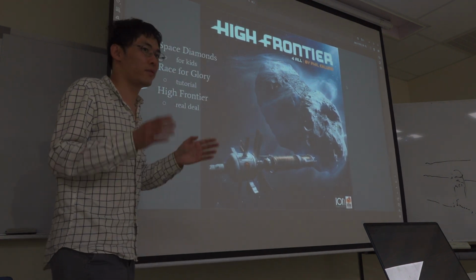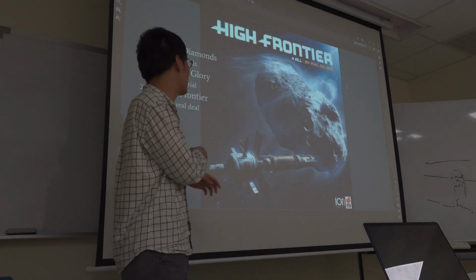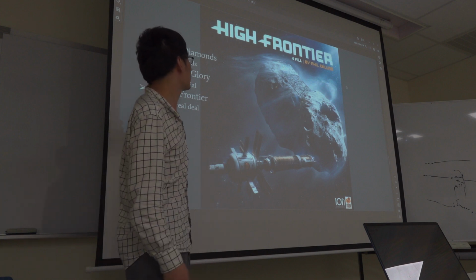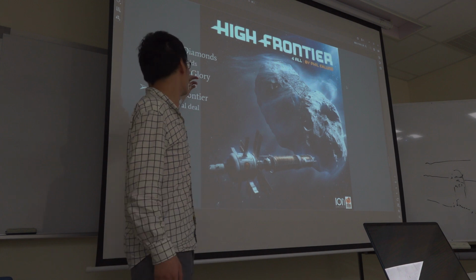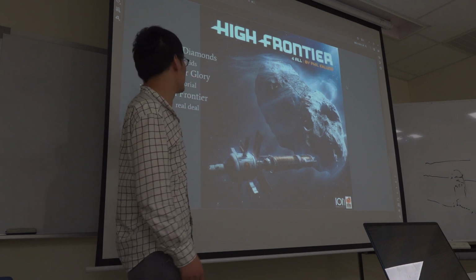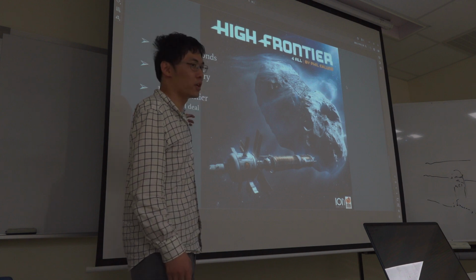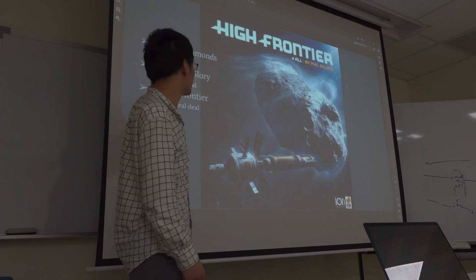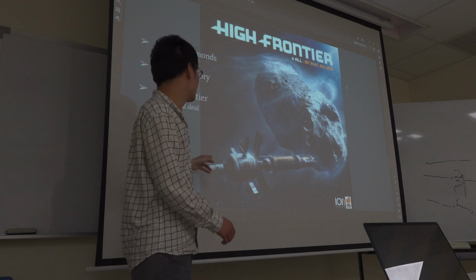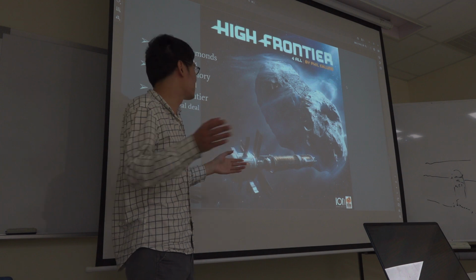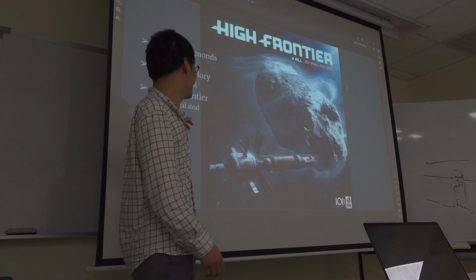This game is so complex that it actually contains three games in one. The first one is called Space Diamond. This is a game for kids. You can play with the kids too. The second game is called Race for Glory. It basically serves as a tutorial for the real game. And the third one is High Frontier, the real game that we are talking about. So there's no problem for us astronomers to just go to the third one, right?